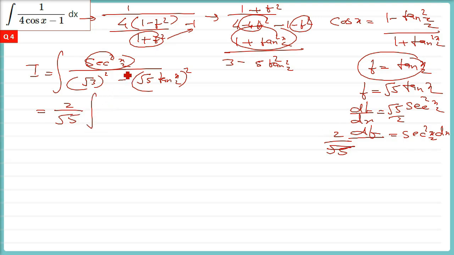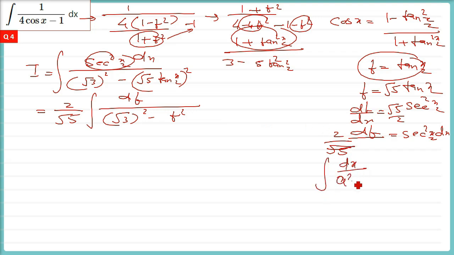So integration. So sec square x by 2 dx we have written now by placing 2 by root 5 into dt, root 3 whole square minus t square. Now we have a direct result. You know already the result: dx by a square minus x square, and that will give you 1 by 2a ln, basically log base e. And since it is a square minus x square, there will be a subtle change. It will be a plus x by a minus x. So ln and log base e are same, so you can just write ln or log base e.